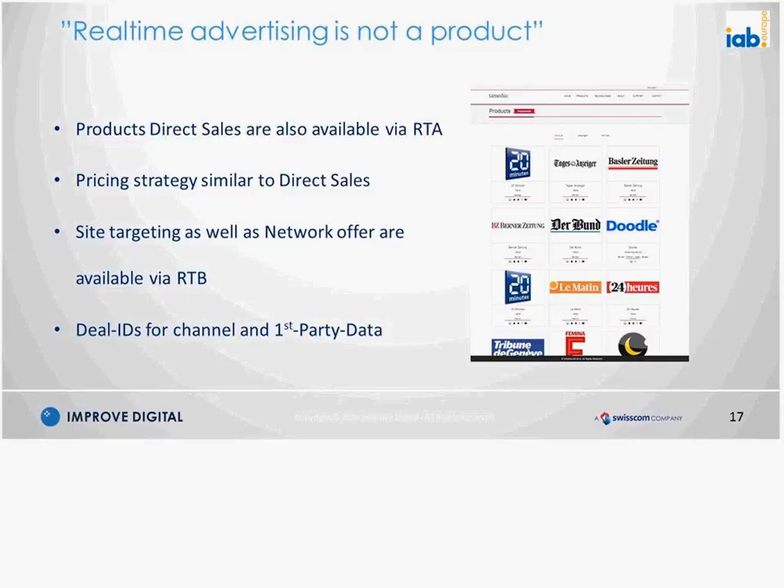So we brought Tamedia's strategy to life, following a concept: real-time advertising is not a product, it is a way of selling, and a very valuable way. So the products of direct sales are also available via real-time advertising from the start. The price strategy Tamedia chose for programmatic is very similar to the one used for direct sales. All of the site targeting and network offerings are also available via RTB, as they are in classic sales. And these are made available for channels and first-party data.